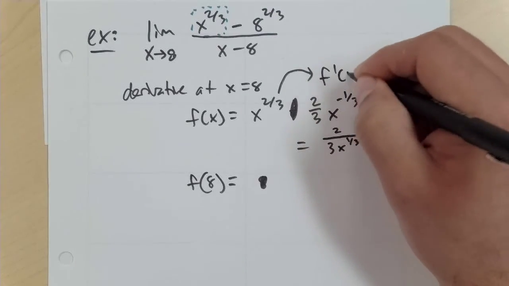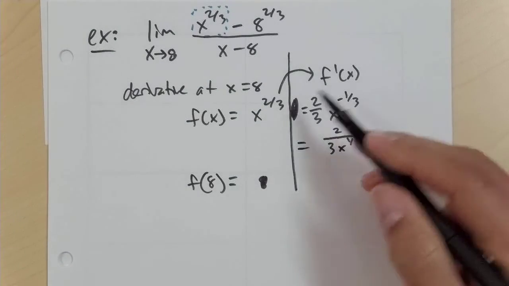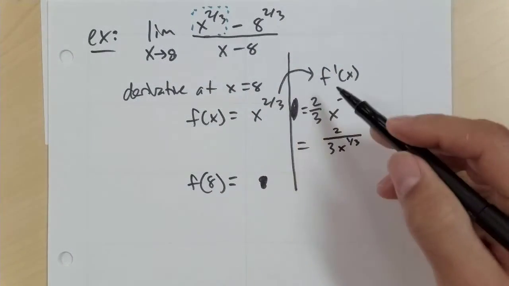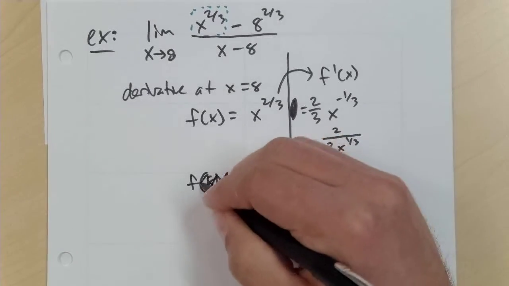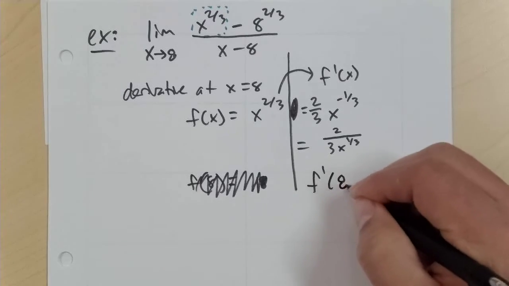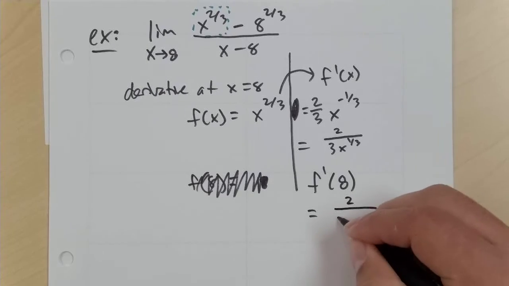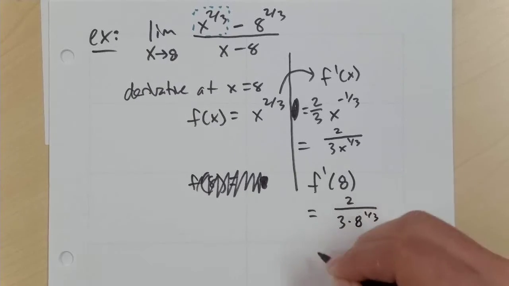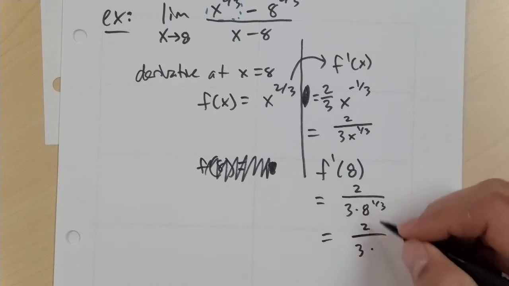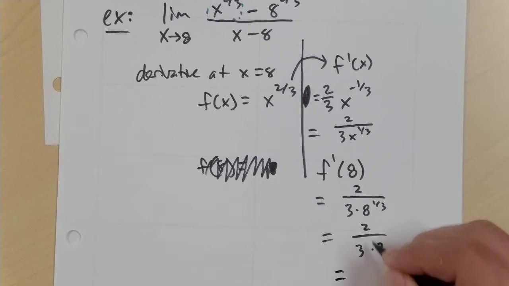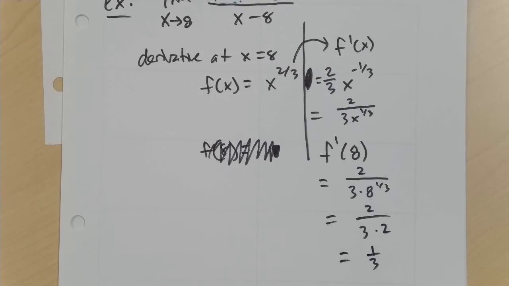And so f prime of x is going to equal this. F of x was x to the 2/3. Apply the derivative. And so now we get 2/3 x to the minus 1/3. And what we're really interested in is figuring out, again, the derivative at 8. And so we want to find f prime of 8. And so that'll just be 2 over 3 times 8 to the 1/3. That's 2 over 3. 8 to the 1/3, it's really just the cube root of 8, right? So that's just going to be 2. And so 2 over 6, or 1/3, would be the solution for that. Okay?